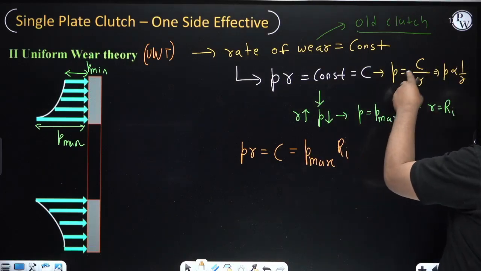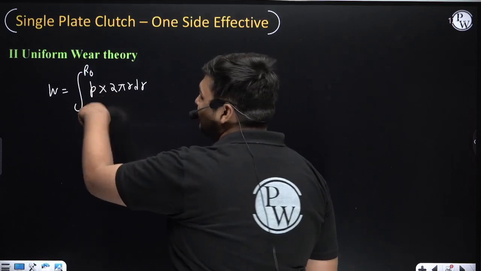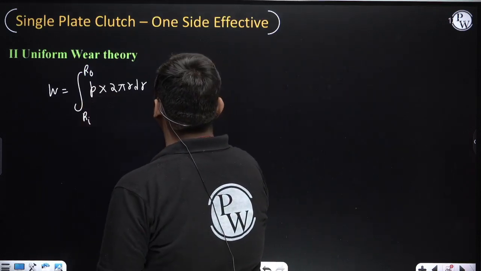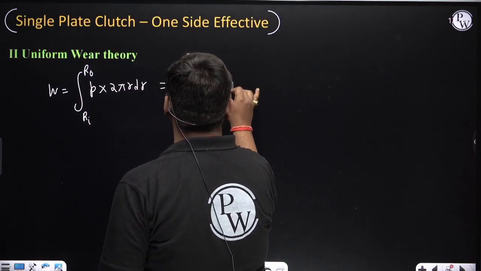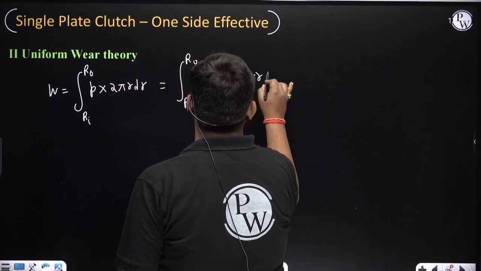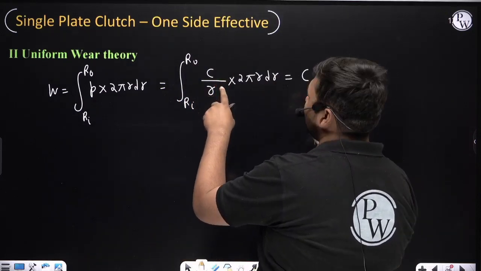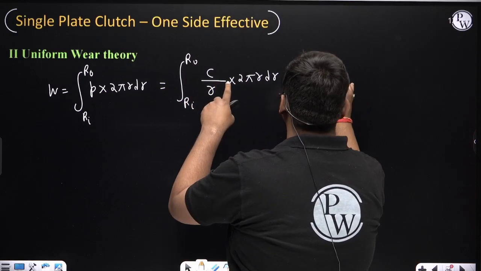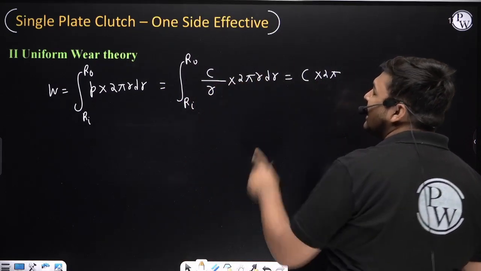Now we know the pressure is nothing but C upon R. So can I replace this P by C by R? If you replace, this expression will become integral from Ri to R naught of pressure C by R into 2 pi R dr. Now this C is constant, so we can bring C outside the integration. This 2 pi is also constant. Now this R will get cancelled, meaning inside the integration only dr will remain.